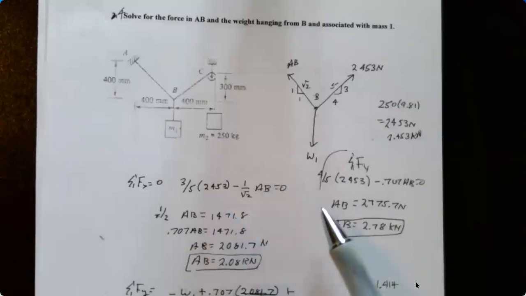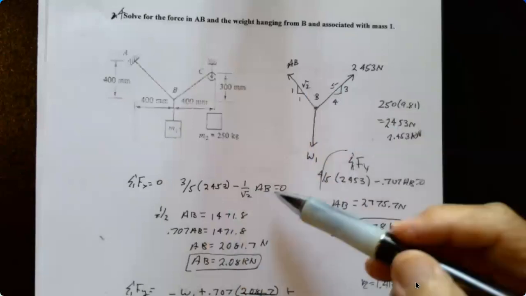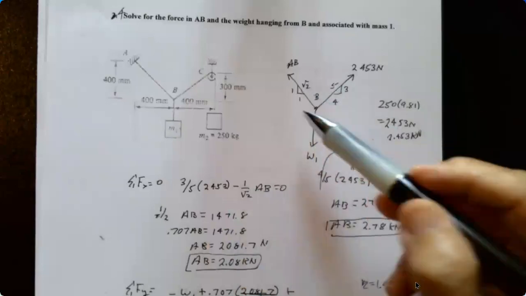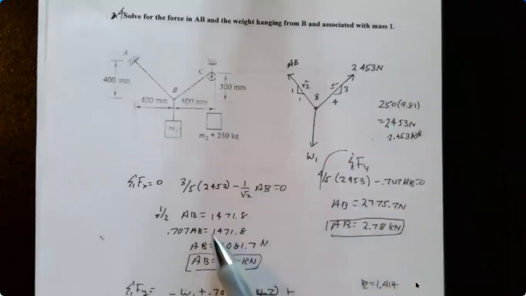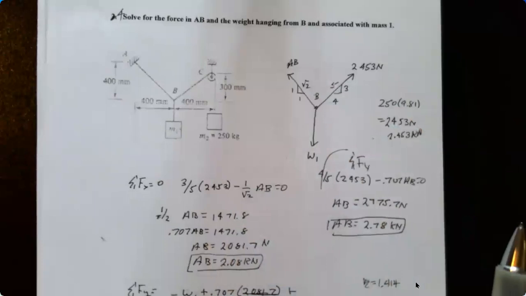Minus 1 over the square root of 2 AB in this direction equals 0. You solve for AB very quickly. So 0.707 AB is 1,471, so AB then is 2.08 kilonewtons.